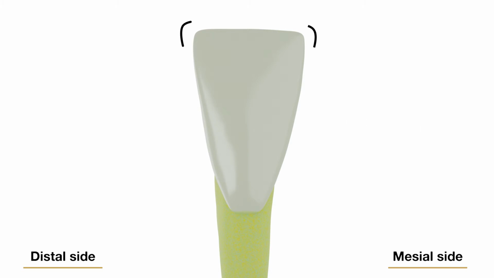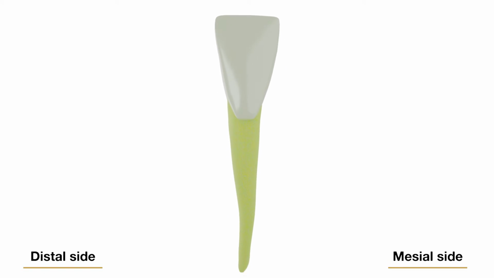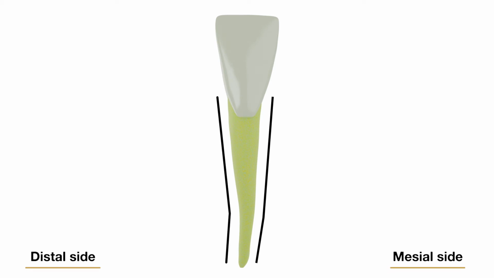Mesio-incisal angle and disto-incisal angle are relatively sharp compared to maxillary incisors. Incisal edge of the crown is straight and approximately at the right angle to the long axis of the tooth. Now let us move on to the root. Length of the root is 12.5 mm. Mesial and distal outlines are straight till the apical third, after which it curves distally.